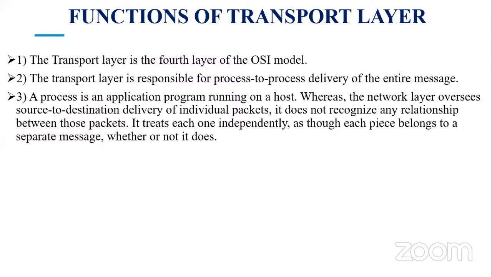A process is an application program running on a host. The network layer oversees source to destination delivery of individual packets. The network layer will take care about whether the packets are reaching source to destination the correct way or not, whereas the transport layer will take care about the entire message. The network layer will not care about whether the packets are going in correct order or not.